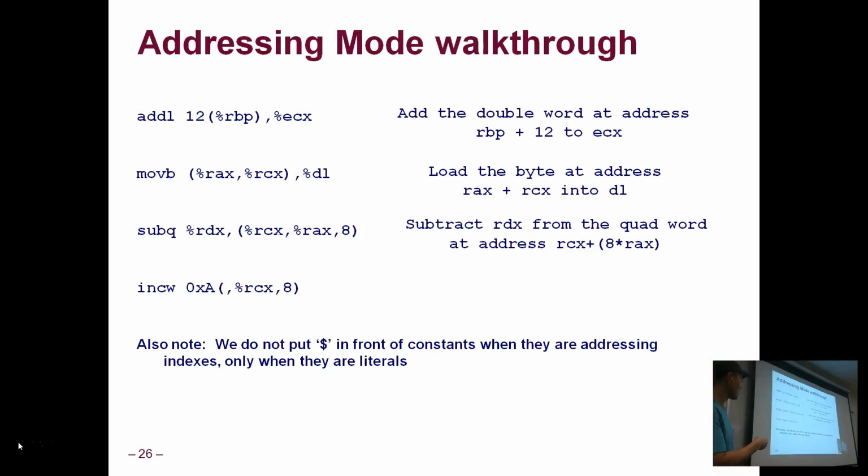This inc word is an increment word, and the offset here, the displacement, is actually given as a hex value, so this is like 10. This says increment the word at address 10 plus 8 times RCX. And you'll notice here that there's an operand that's omitted. Anytime you see this, you just assume that this is basically 0. So you'll see different modes where, for example, here, the index is missing, so you assume that that's 1. Here, the register is missing, so you just omit the register.